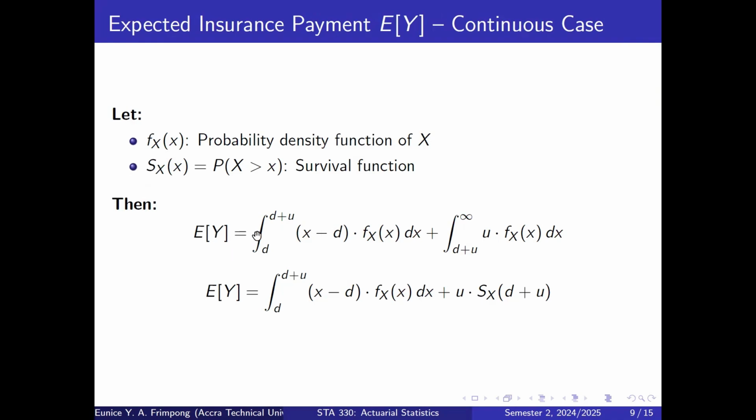So we didn't consider that instance at all. But when the loss is between D and D plus U, the insurer pays X minus D. And if the loss is more than D plus U, the insurer pays U. So each of them is being multiplied by the PDF as per the rule of integration. Yes. And then we can also write it compactly as this.